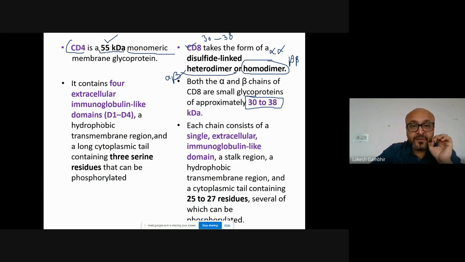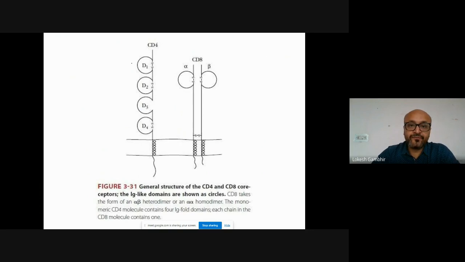A statement is very simple: CD4 is 55 kilodalton. But in order to determine this statement and put it to the scientific community, experimental settings are required, and it is our job to understand that clearly. Now, this 55 kilodalton protein contains four domains: D1, D2, D3, D4, and similarly there are multiple domains in CD8. It contains 1, 2, 3, 4 domains, whereas CD8 contains only 2 domains and a long stalk region.